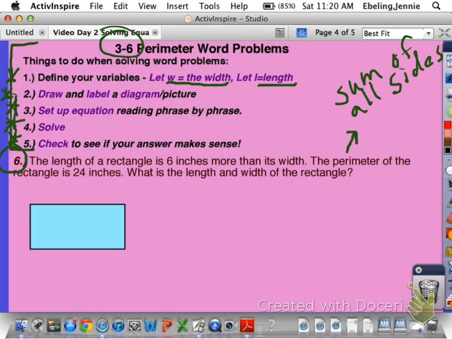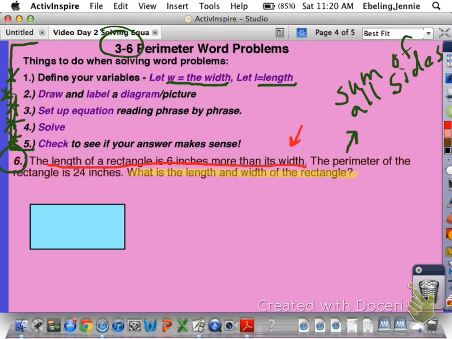Okay, and then let's say, what is the length and the width of the rectangle? I'm going straight to the question. They want to know the length and the width of the rectangle. That's what I have to find out. So I'm going to go back to the word problem and I'm going to read piece by piece. The length of a rectangle is 6 inches more, see if I can underline, 6 inches more than its width.